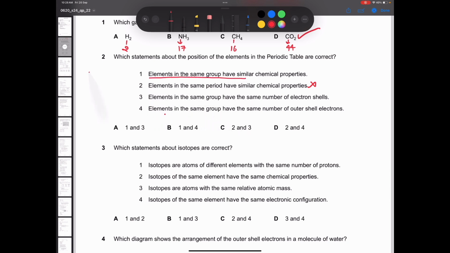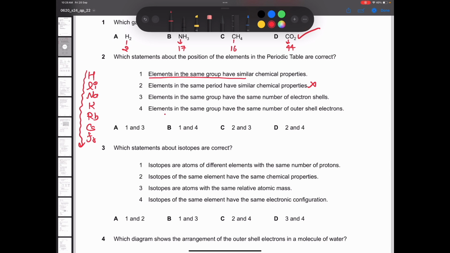Same group means just like group 1: hydrogen, lithium, sodium, potassium, rubidium, cesium, francium. Top to bottom, this is considered a group. Now all these are metals, all these have a valency of 1. All these have one valence electron in the outermost shell. So that is why they have similar chemical properties in the group, but not in the period.